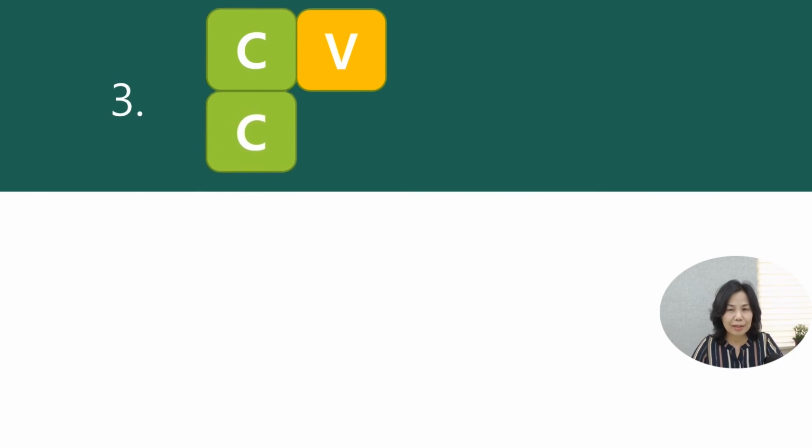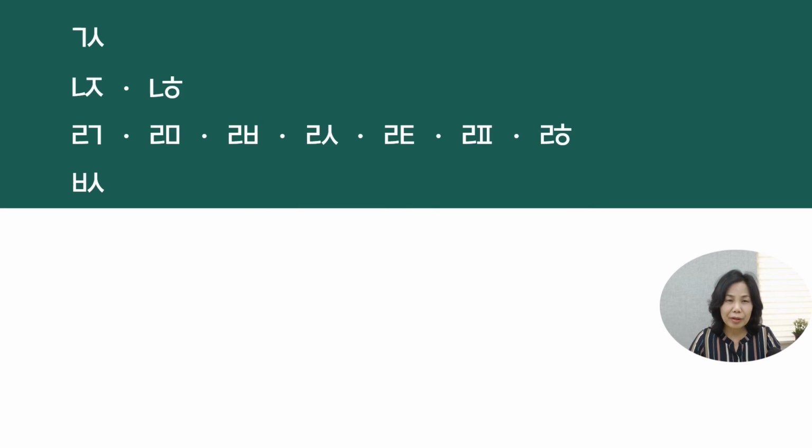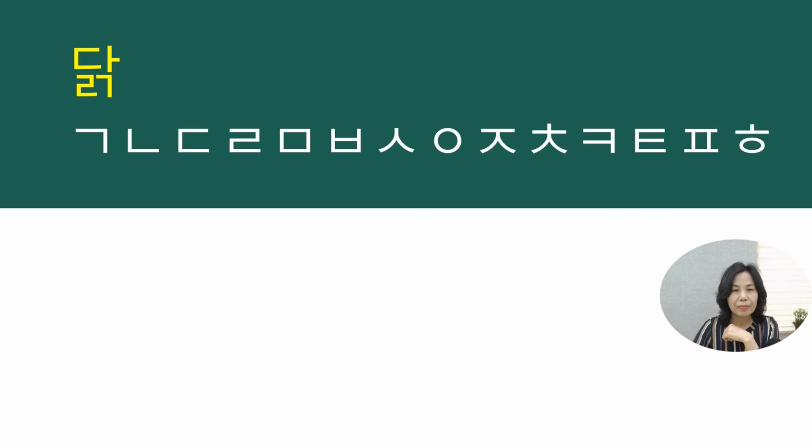Now let's check the third, CVCC pattern. It's very rare, but sometimes two consonants together come as a final consonant. There are 11 in total. Can you read this word? It looks very hard. Do you know the reason? It's to make it difficult for foreigners and to make children smart.